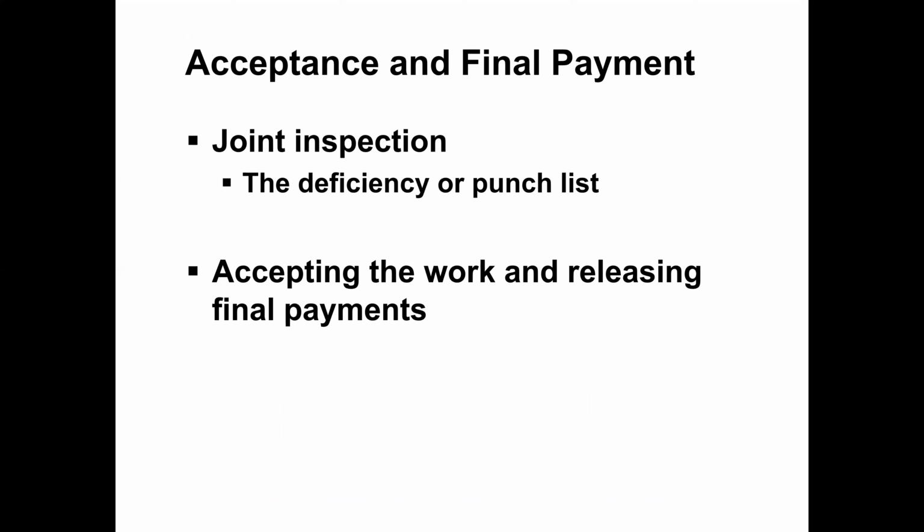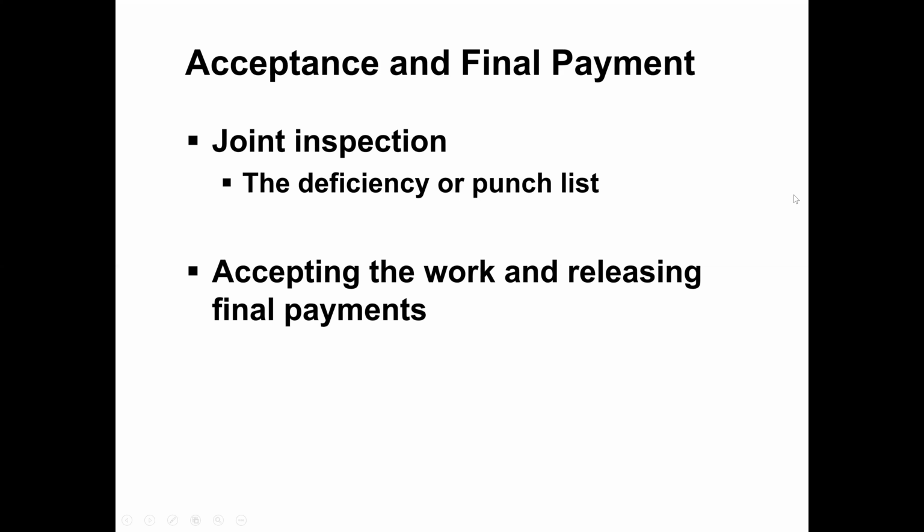Now we are moving to probably the last slide, acceptance and final payment. One issue during the construction phase: when the whole project is complete, there will be a joint inspection. It means the consultant, the owner, and the contractor, all three parties, will jointly visit the site and check the project very carefully to see that everything is okay or not. Then they can prepare this deficiency list, or we call it punch list.